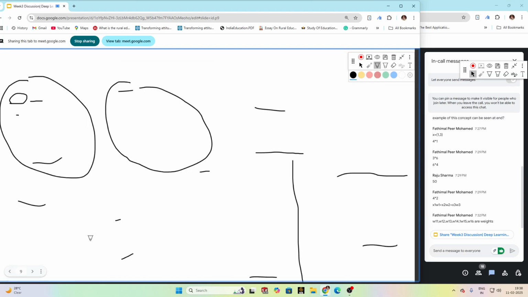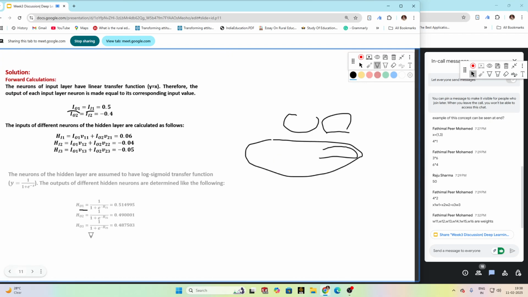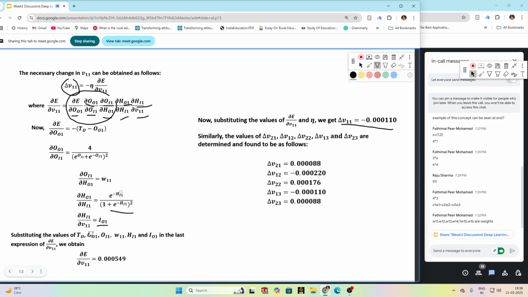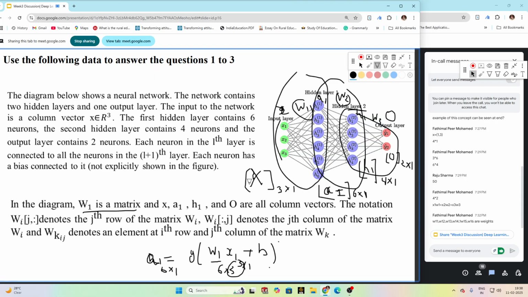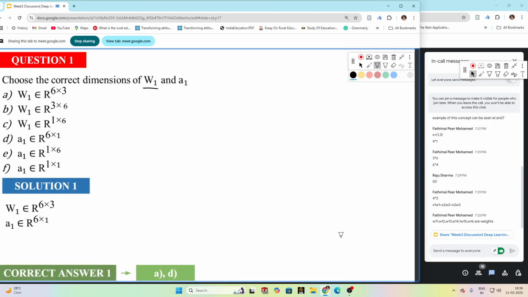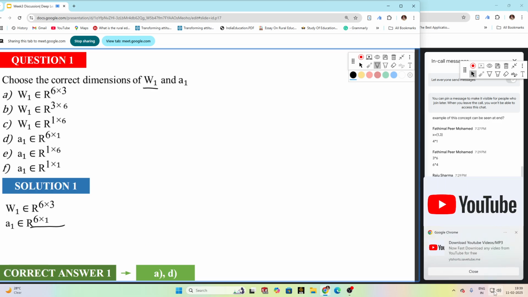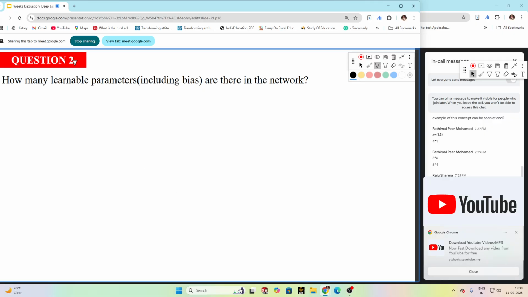So is this question clear to all of you? Whatever our first question was, what are the different dimensions for all? Clear, right? So let me move on to the next question. What are W1 and A1? W1 is 6 cross 3 and A1 is 6 cross 1. We have just discussed. So A and D will be your correct answer. Okay, let me move to the next question.